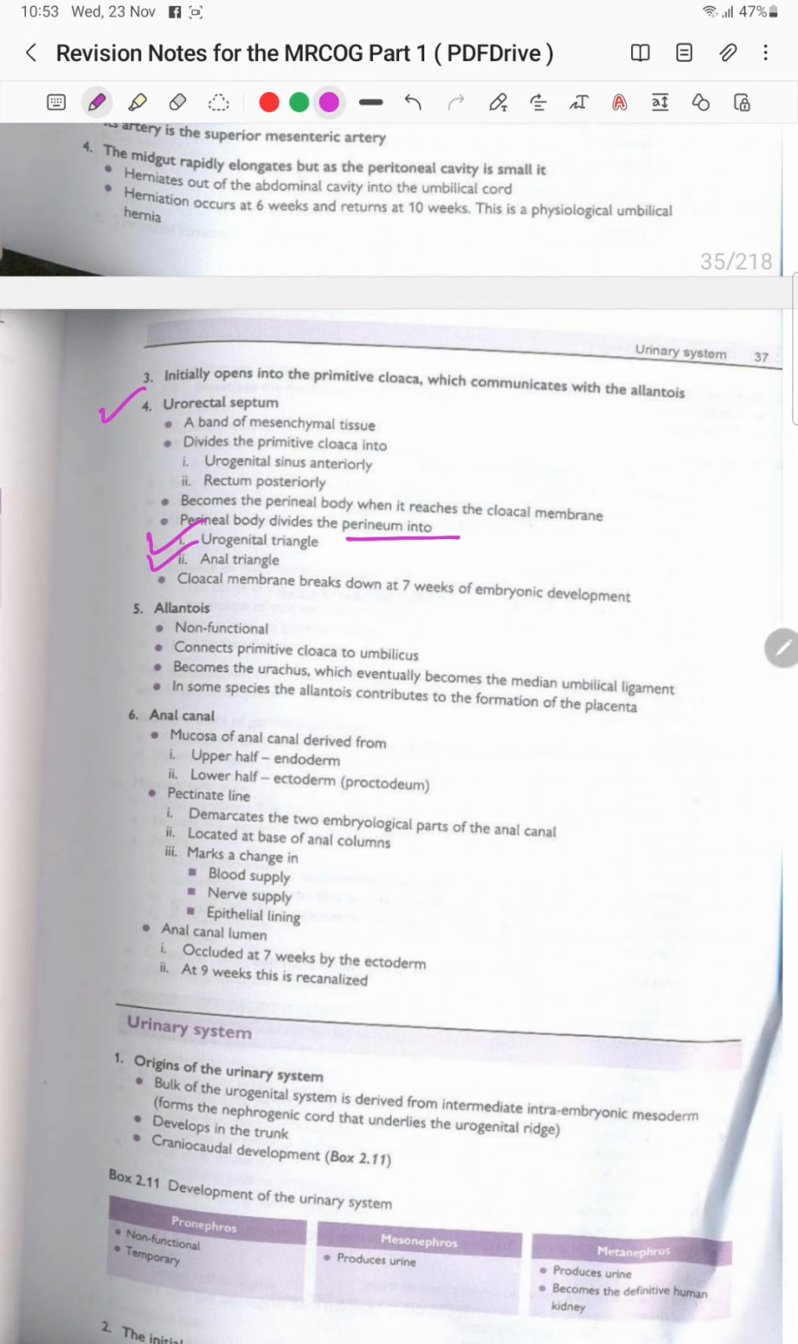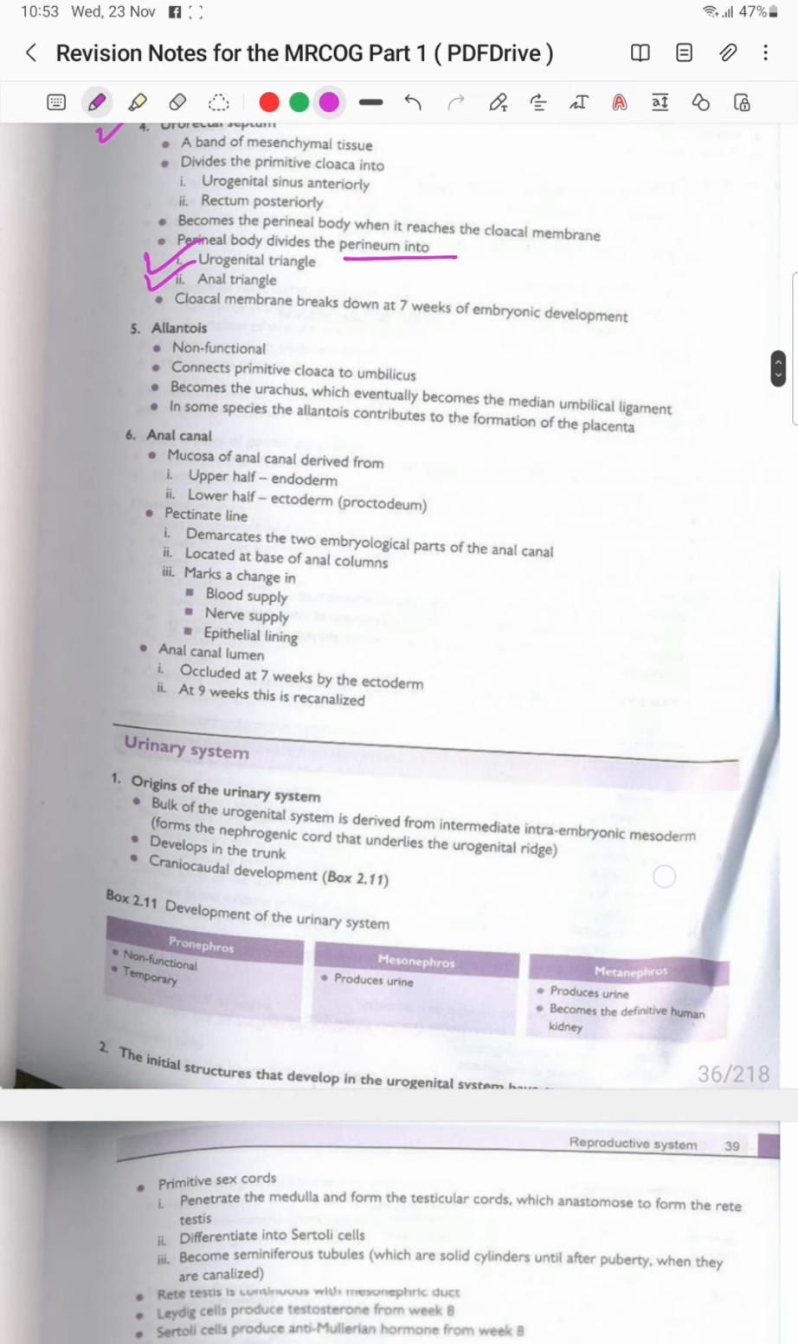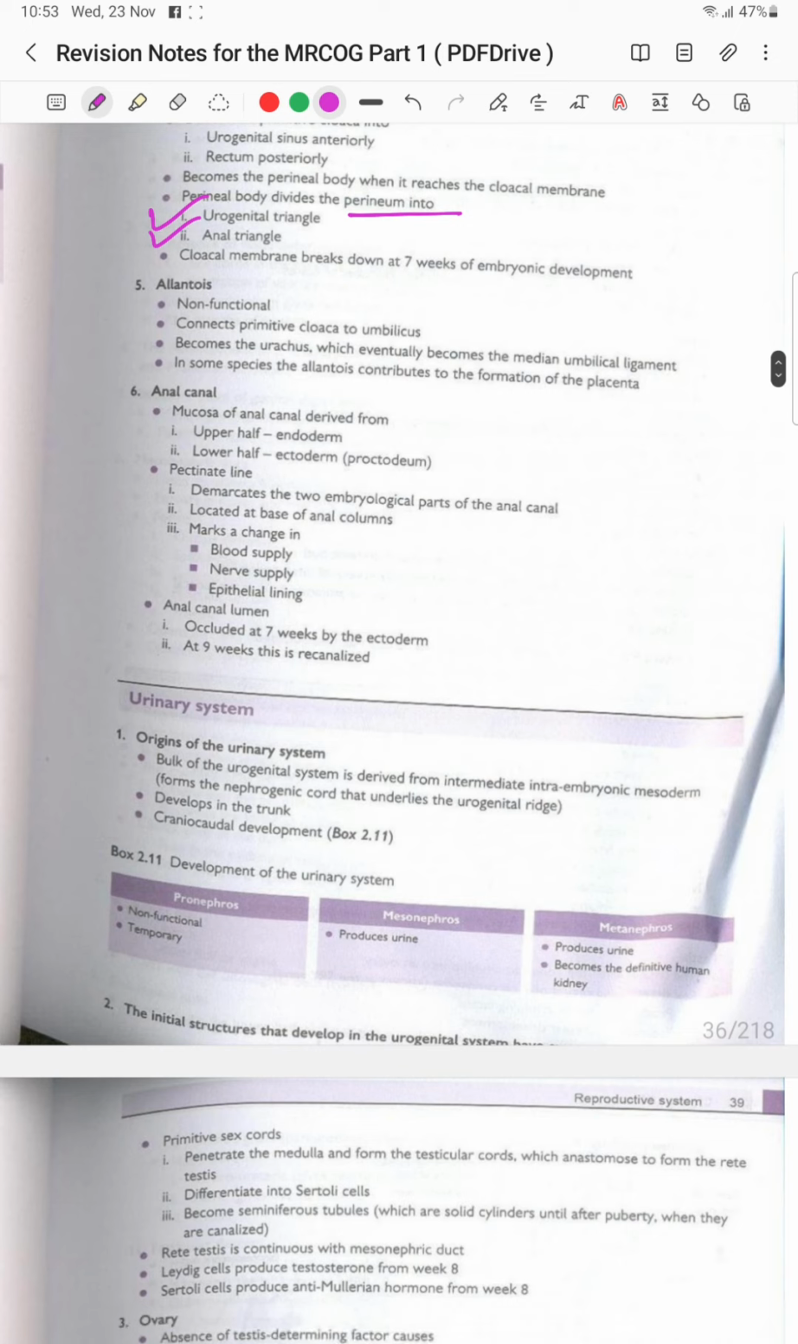The cloacal membrane breaks down at 7 weeks of embryonic development. The allantois is non-functional and connects the primitive cloaca to the umbilicus and becomes the urachus, which eventually becomes the median umbilical ligament. In some species, the allantois contributes to the formation of the placenta.